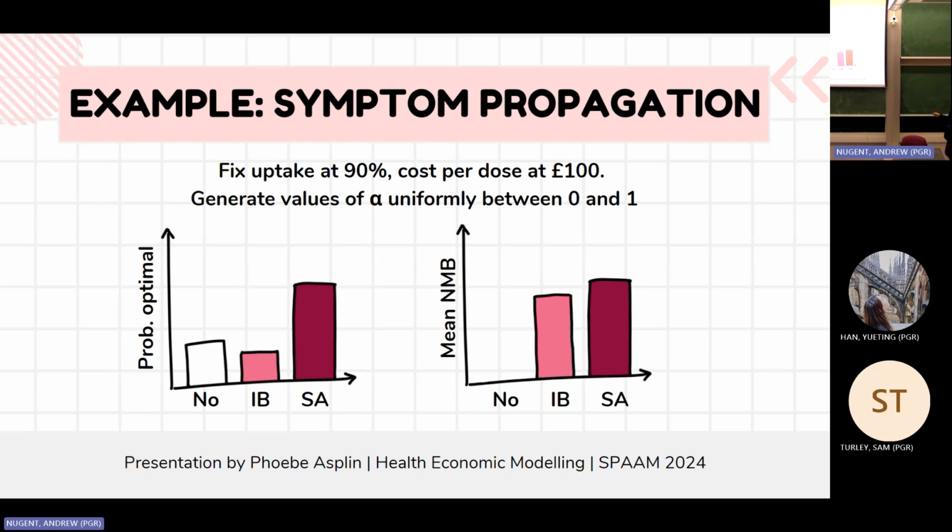Typically, these two things will give you the same results. So obviously, in this case, symptom attenuating has the highest probability of being optimal and also gives the highest average net monetary benefits. But that is not always the case. And then you have to go back to whether you'd rather be more risk-averse or risk-neutral.